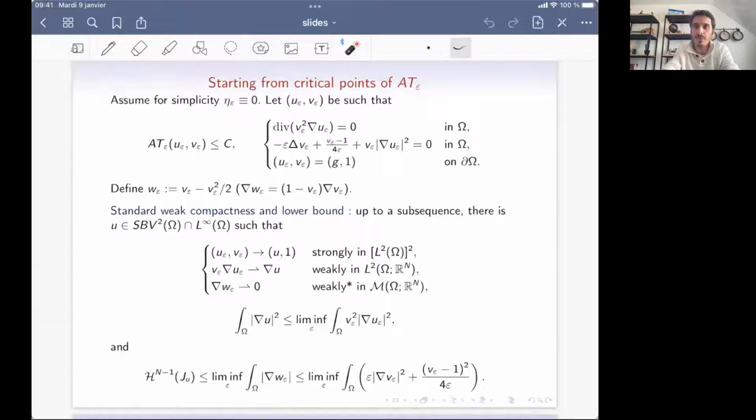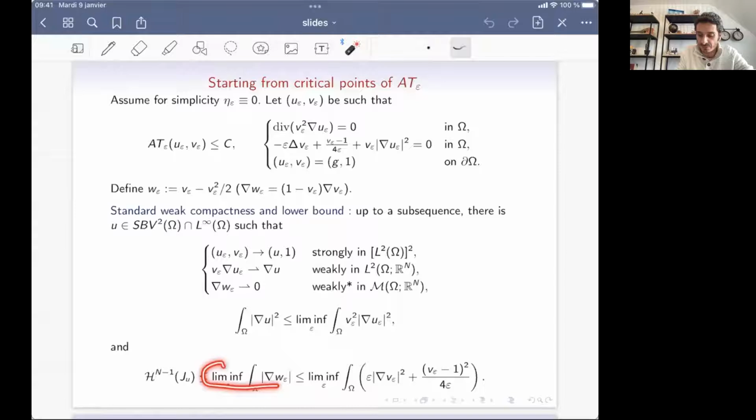But there is an additional variable here, which I call w epsilon, which naturally appears by looking at the phase field energy. So you use the classical Modica-Mortola trick, so a squared plus b squared larger than 2ab, and it gives you a bound from below of this expression by the modulus of 1 minus v times the gradient of v. And this is nothing but the gradient of the function that I call w epsilon, which is v epsilon minus v epsilon squared over 2. So this is just an algebraic manipulation. This inequality is just Young's inequality.